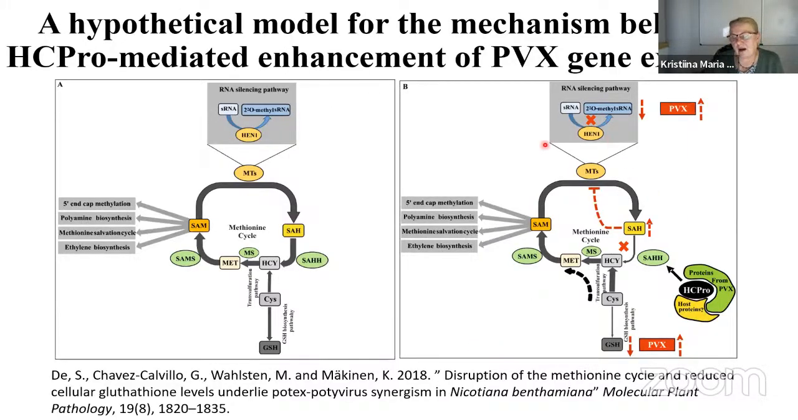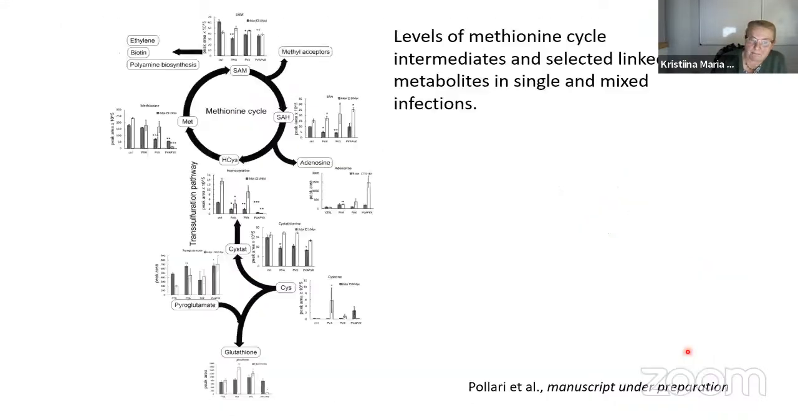So we have hypothesized that we have a complex which is regulating the methionine cycle, and because of that difficulties in methionine production, the transsulfuration pathway coming from the cysteine here is taking place, and when the cysteine is targeted more towards methionine synthesis, the glutathione production is going down. So this was our hypothesis, and at the same time, the PVX gene expression is going up.